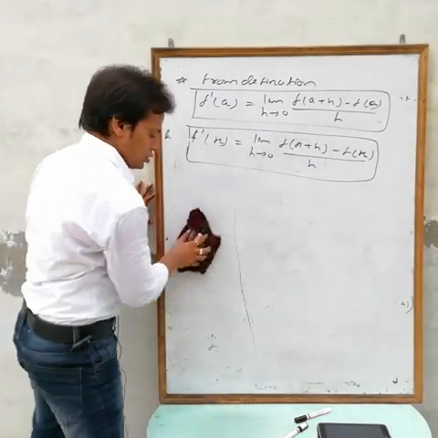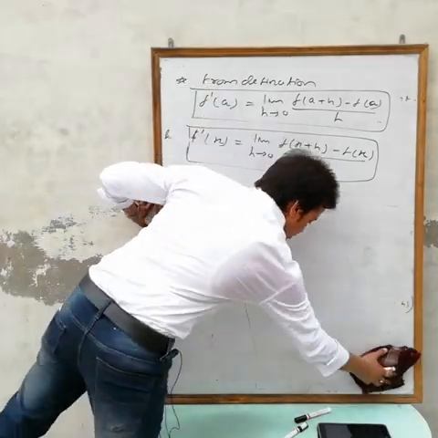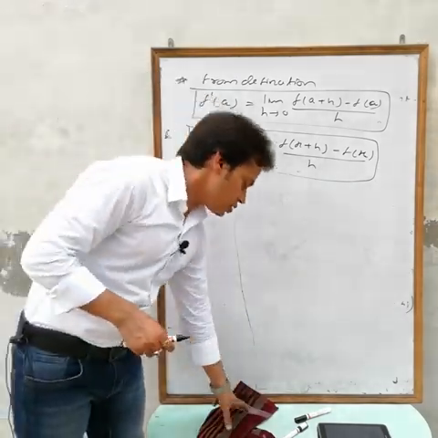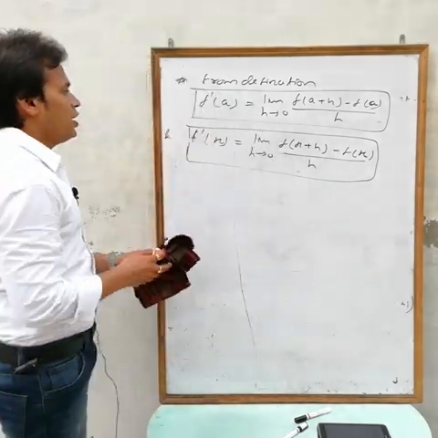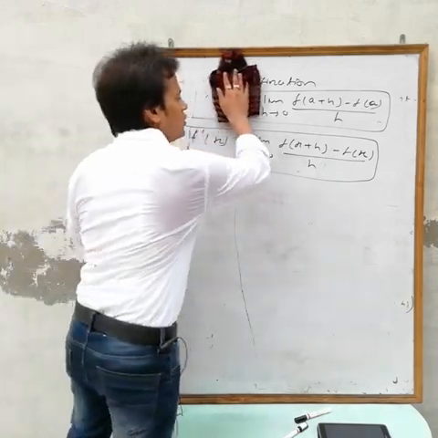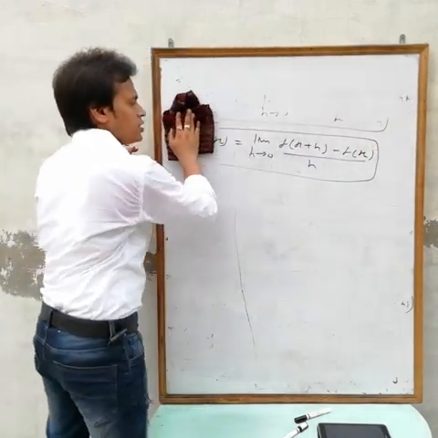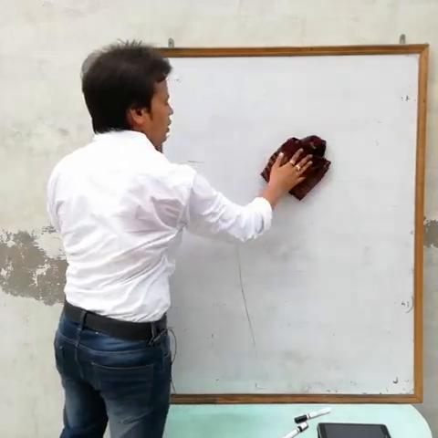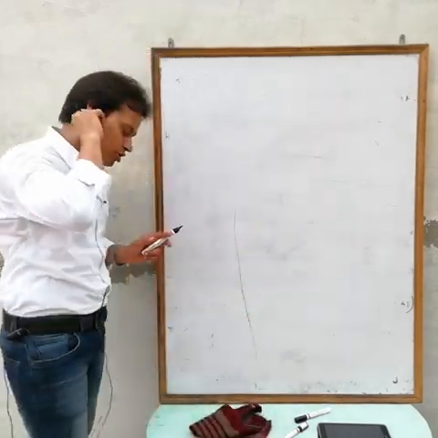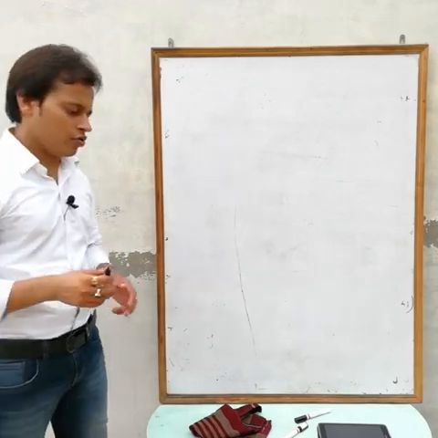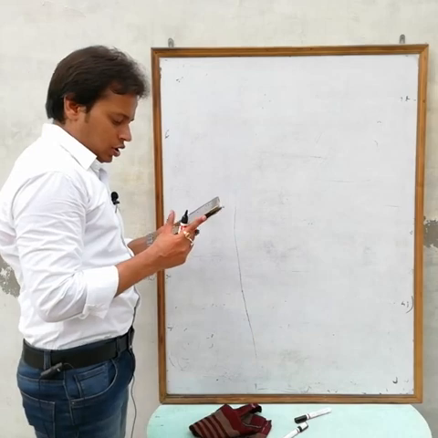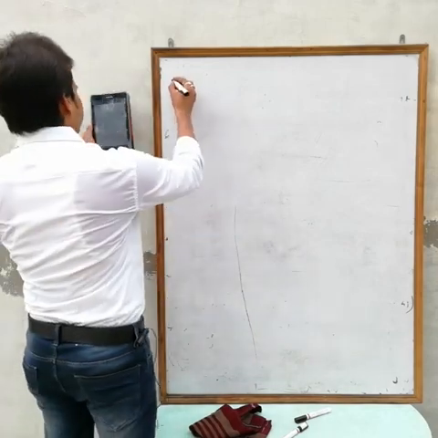So just what we have to remember, LSD at x equals a is limit h tending to 0, f(a minus h) minus f(a) by minus h, and RSD is limit h tending to 0, f(a plus h) minus f(a) by h. A function is said to be differentiable at x equals a if LSD equals RSD equals finite, because the derivative can't be infinite. Now see, write a question.